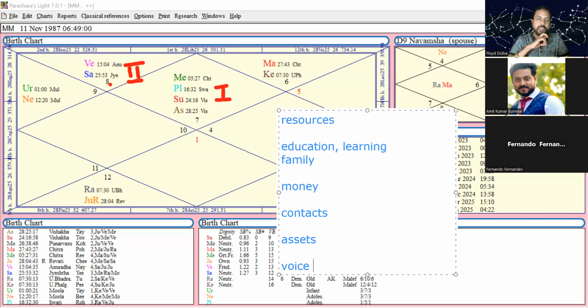So, let's talk a little bit about Venus in the second house. Any other interpretations that you can make from this?